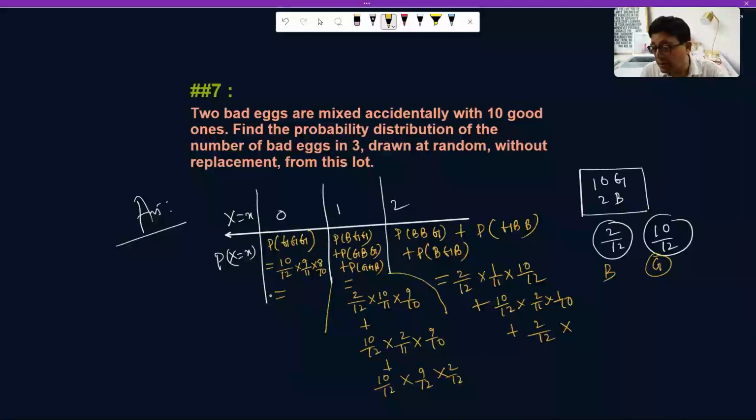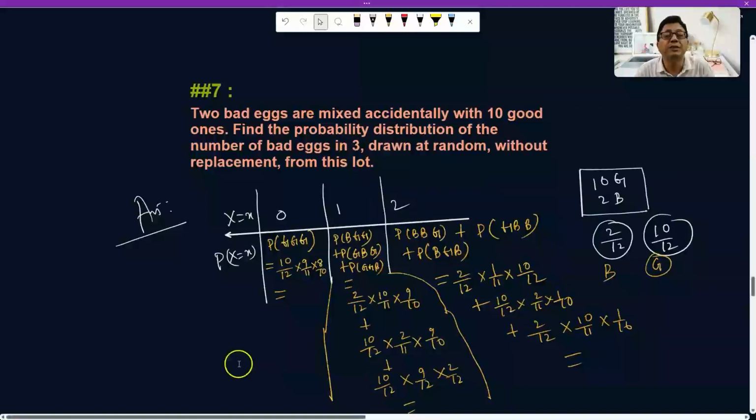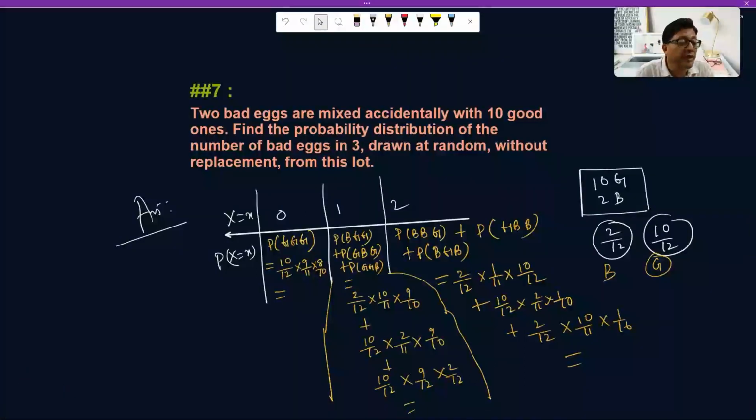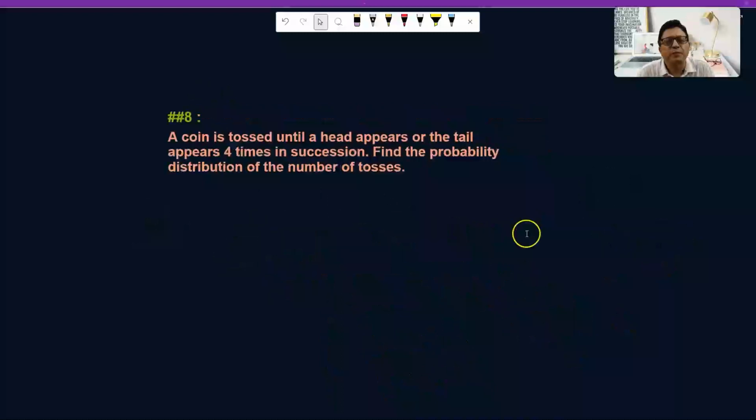Then what? 10 by 11 into 1 by 10. So P(X equal to 2), sum of all these cases. Of course, I am not going to do it. P(X equal to 1), sum of these three cases. P(X equal to 0), this case. Their sum will be equal to 1. This is your task to find. Try at home. A very interesting question I have taken here.